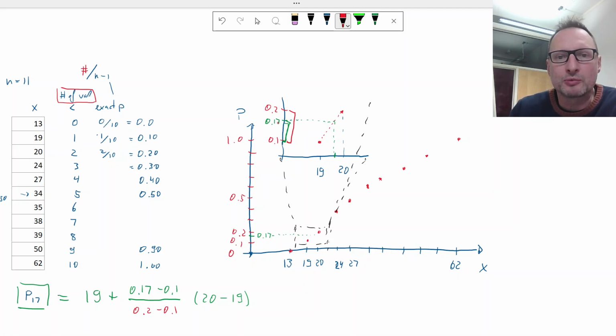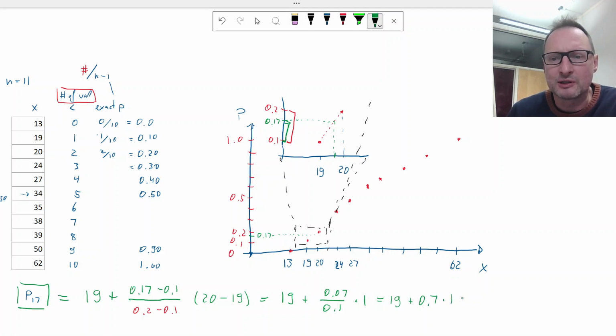And it will be close to 1 if that 17 is close to that next point, or closer to 0 if that 17 was closer to the previous exact percentile. So what do we get here? We get 19 plus 0.07 divided by 0.1 times 1, because 20 minus 19 is 1. Here we have 0.07 divided by 0.1, that is 0.7. So that will be 19 plus 0.7 times 1, that is 19.7. So that is the 17th percentile.